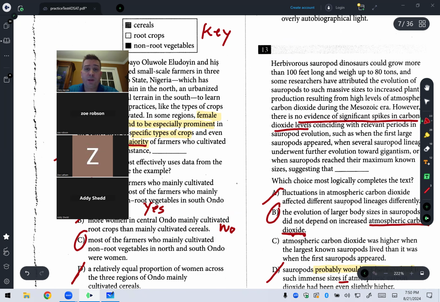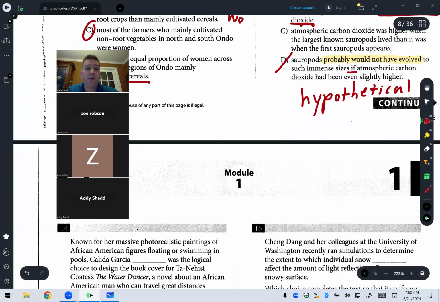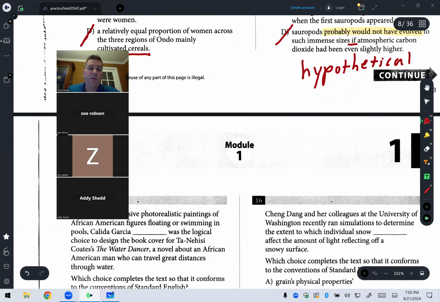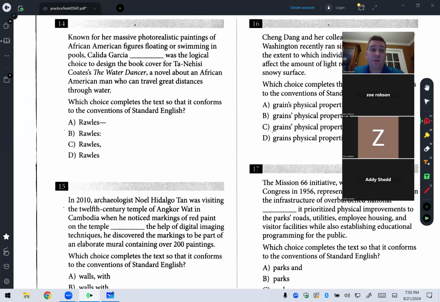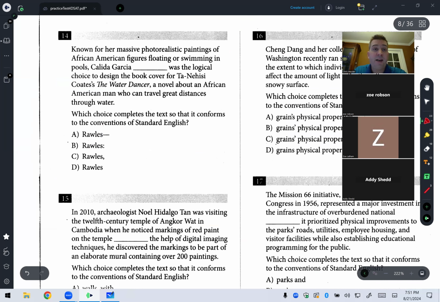All right, moving on to the next one. Keep track of how many you miss. We're gearing up for this Saturday test, so hopefully at this point you're not missing many of these, but you still may be missing some of them. That's why we're going over them. And now we're on to grammar.